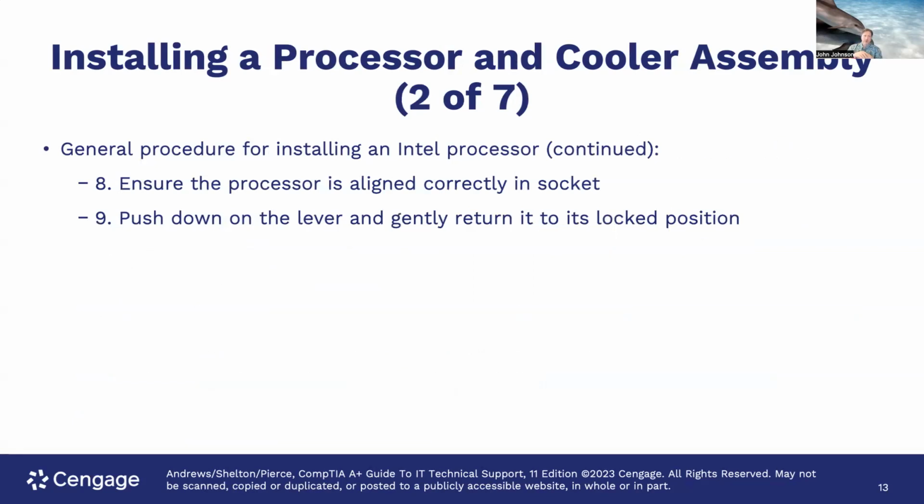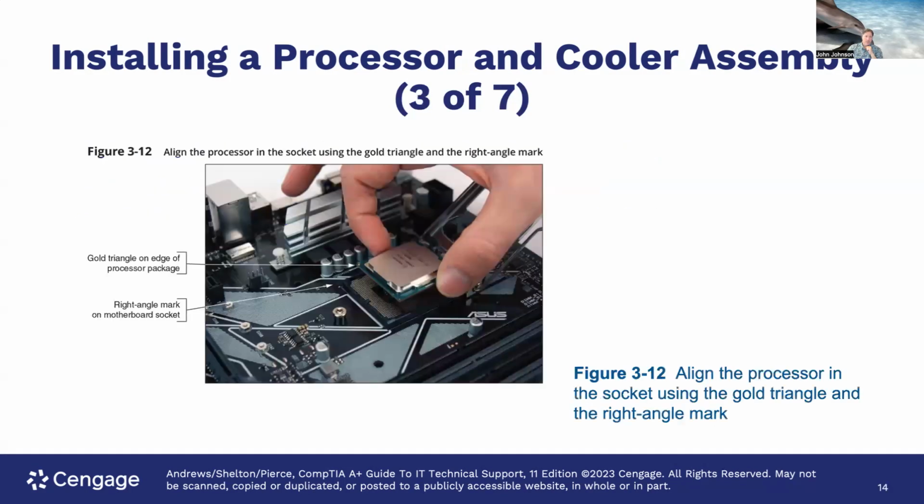Then you're going to push down on that lever and gently return it to the locked position. Sounds like your airline: remember to return to the upright and locked position. But that's how you go about changing out your processor. Here's a graphic example of that.